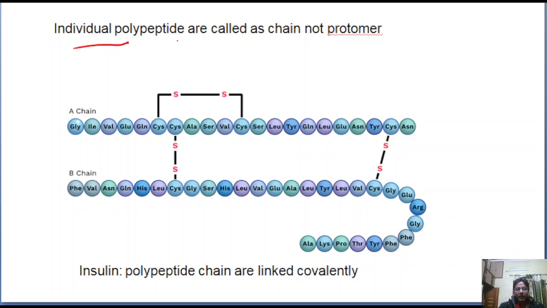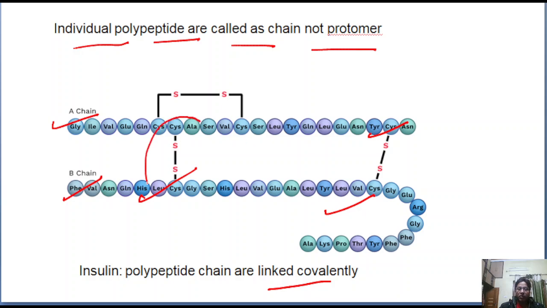Here the difference comes if the individual polypeptide chains are called a chain. So this is the structure of insulin, which is made up of 2 chains, A chain and B chain. Here we will not call it a protomer because these 2 chains are not identical to each other, and these polypeptide chains are linked covalently. These chains are not associated non-covalently. There is a covalent bond, a disulfide bond formed between two cysteine residues. So these 2 chains are linked with a disulfide bond. If the 2 polypeptide chains are linked covalently, then we call it a chain, not a protomer.